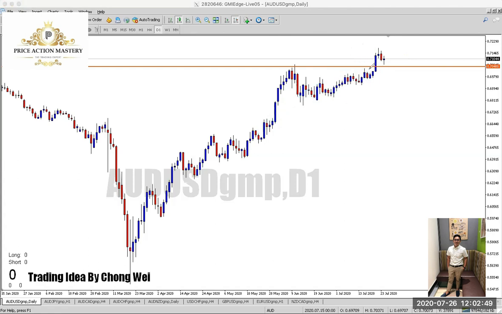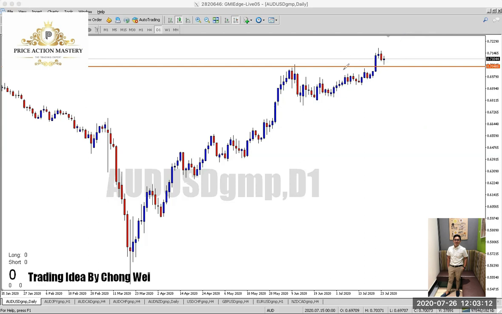Now what the market has done is, you can see the market broke out, so we can see a further upside, which means the dollar is going to be weakened again. So we can see AUD is going to advance again.